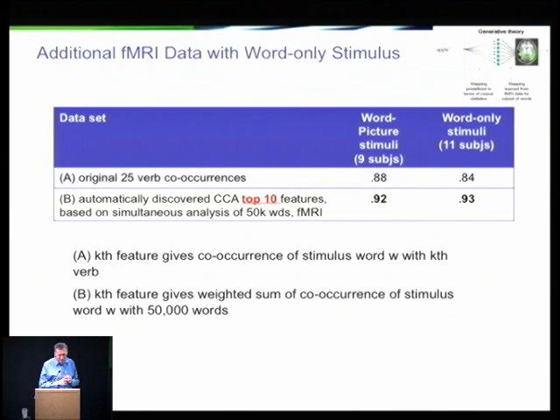And since doing this, we've collected an additional fMRI data set shown on the right in this chart, where we used the same 60 stimuli, but we left out the pictures. We just showed words only. And we got 11 new people and collected data from them. And so if you compare our original 25 verbs with the 10 features that are derived from CCA, you can see that across these 20 subjects in both data sets, it looks like these 10 features do fairly well.